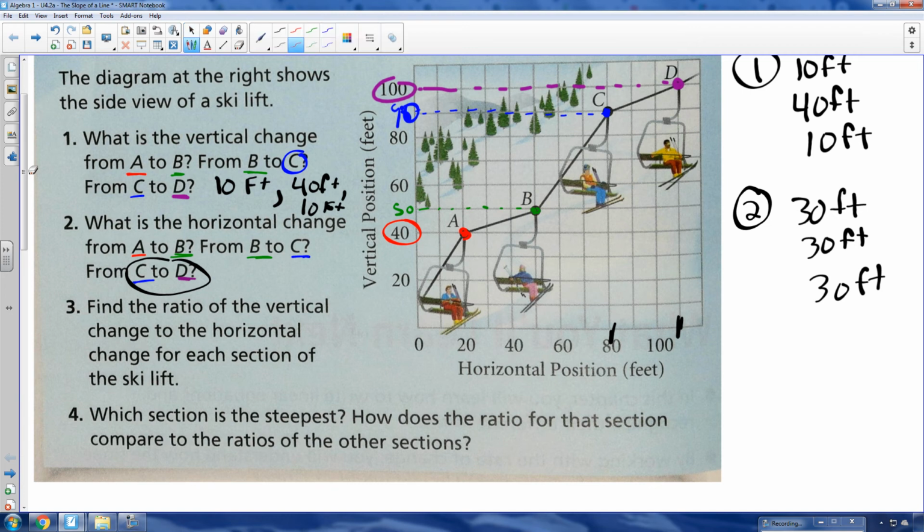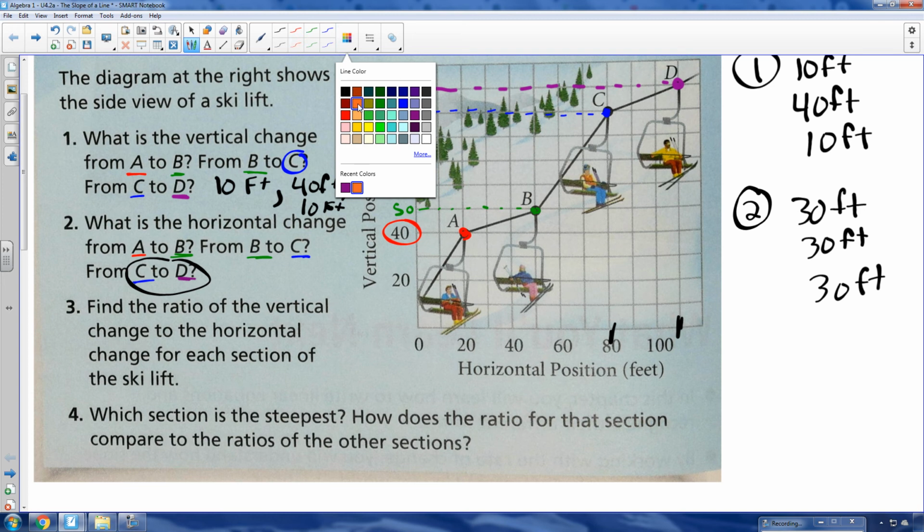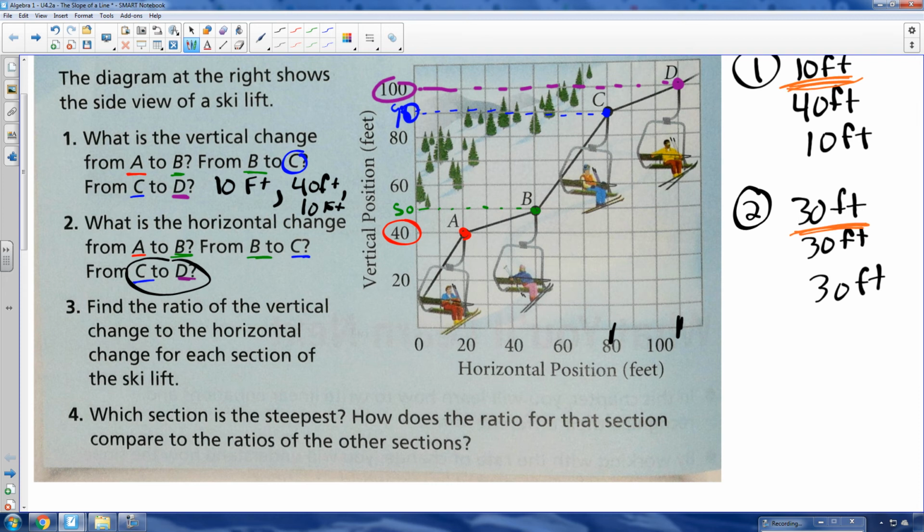And I'm going to have to use the same colors here. Maybe I can try orange or something. I want to take the vertical change and divide it by the horizontal change. So I want to take this change, the first one, from A to B, and divide it by the horizontal change from A to B. So that's going to be 10 feet divided by 30 feet. And in that case, it's just 1/3. That's our first answer on number 3.